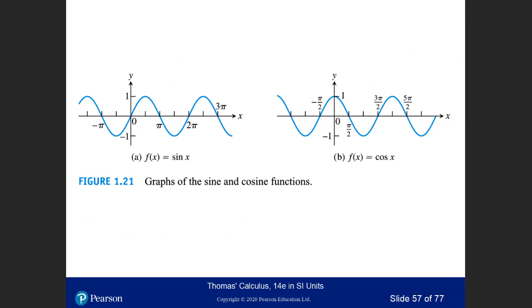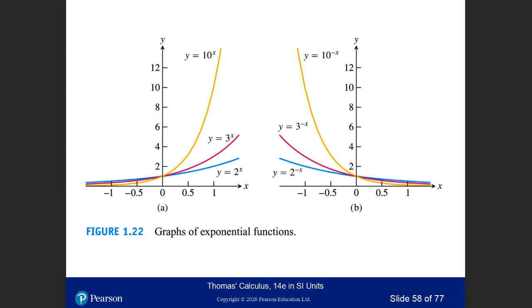These are some functions and their graphs. You have here the graph of the sine function and the graph of the cosine function. We are going to treat them separately later on. These are exponential functions: 2 to the x, 3 to the x, 10 to the x, and these have negative powers, 10 to the minus x, and that's how they behave. We are going to see such functions in more detail.